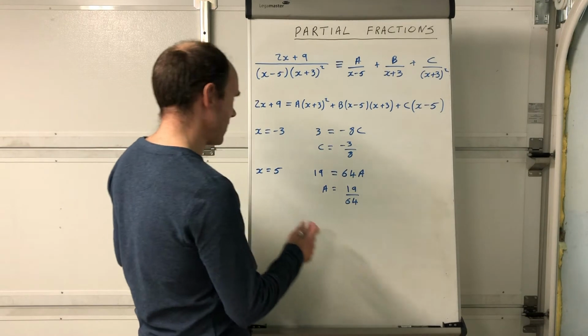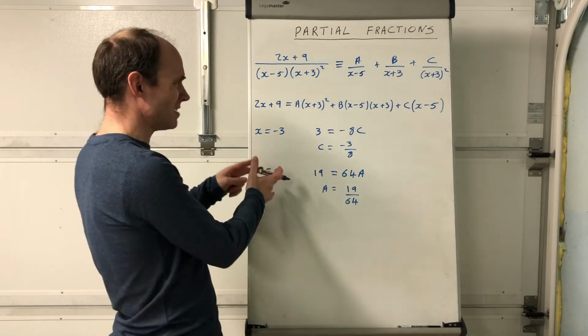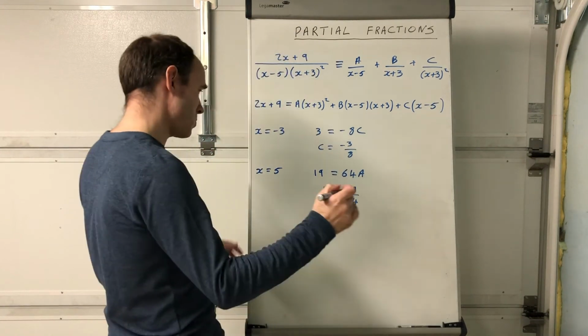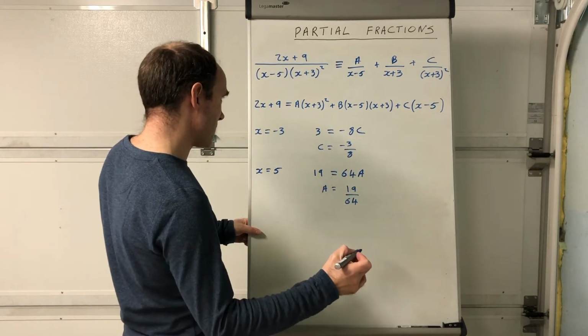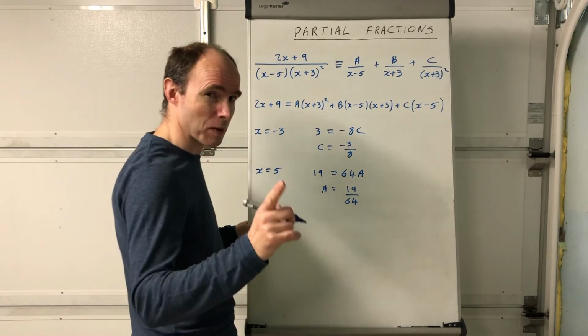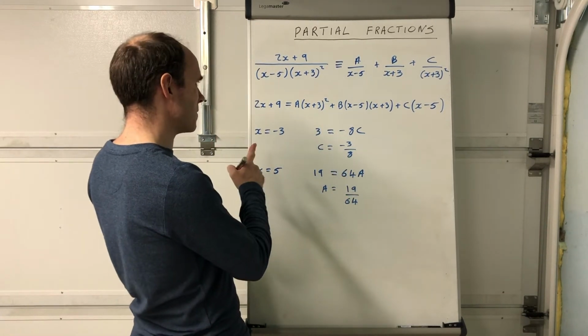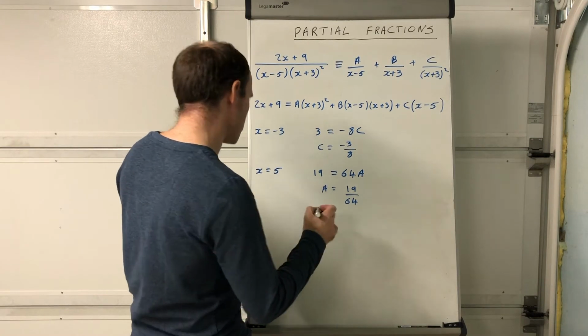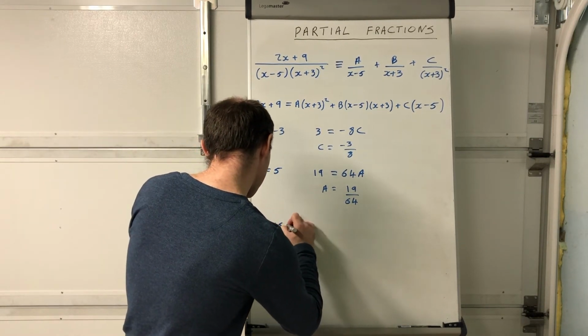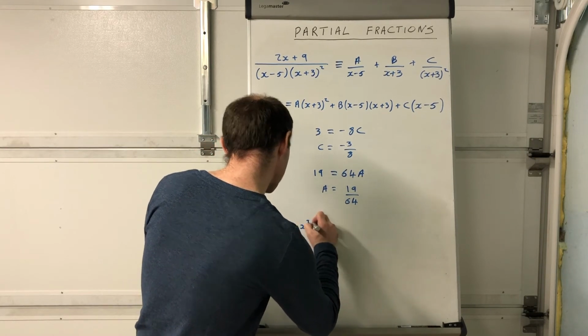And then we've run out of values to substitute in such that any of these terms will disappear, kind of like the previous example I showed you. So what I'm going to do is either substitute in x equals 0, you could do that, or I'm going to do something a little bit different. I'm going to compare the x squared terms, okay? Coefficients of x squared. And the reason I'm going to do it is because it's quite quick and simple.